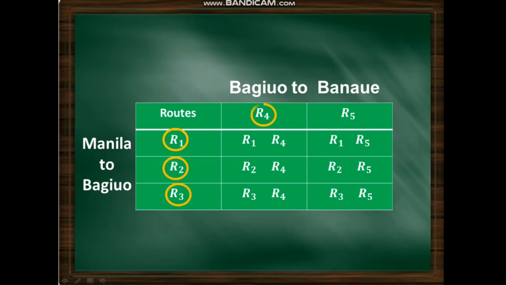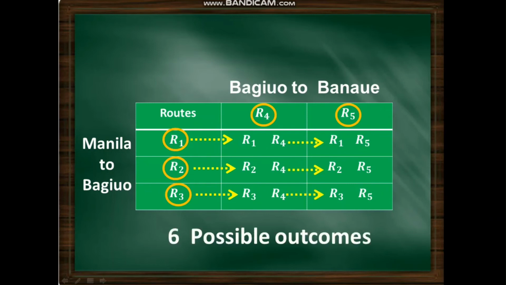Then, we have the fourth route and the fifth. We have tatlo at saka dalawa. So, una niyang daan, doon siya papuntang Baguio at papuntang Banawe. Doon din siya ng Baguio, second, bago makarating sa Banawe. At pangatlo, Baguio papunta sa Banawe. And therefore, we have 6, which is the possible outcomes.